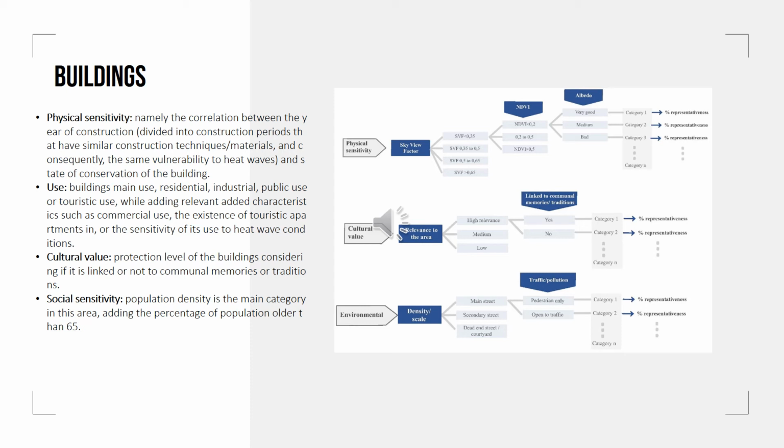In the case of the use, mainly the main use of the building will be taken into consideration. Added relevant characteristics such as commercial use, the existence of touristic apartments in it, or the sensitivity of its use to heat wave conditions. In regards to the cultural value, the protection level of the buildings will be considered, and also if it's linked or not to communal memories or traditions. For social sensitivity, the population density will be the main category, added to the population older than 65 that lives in the building.